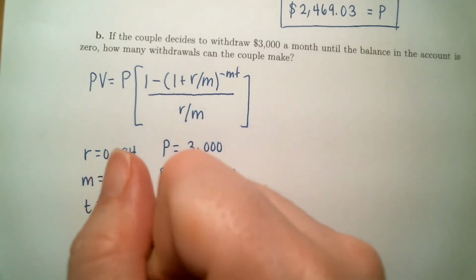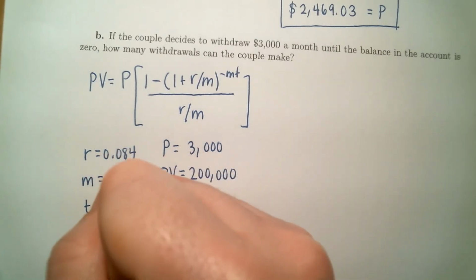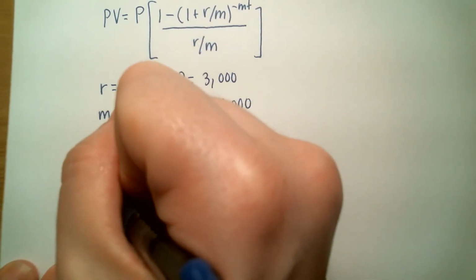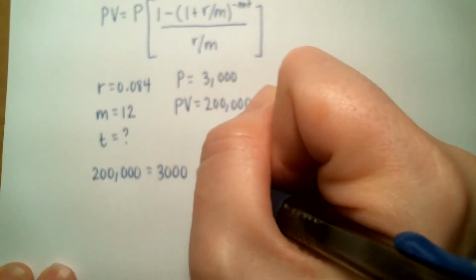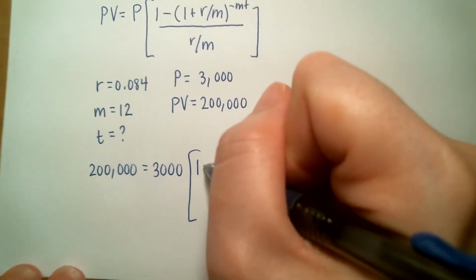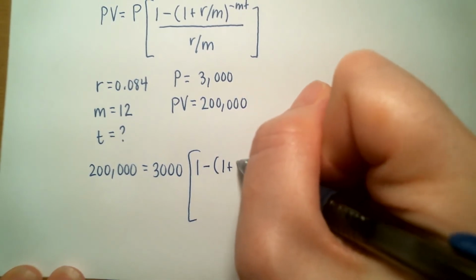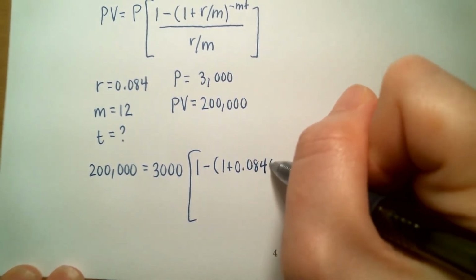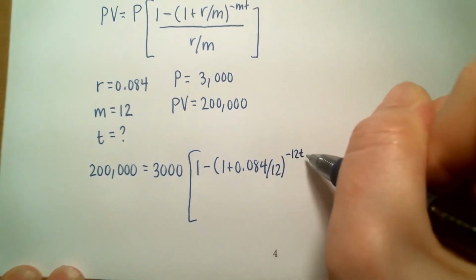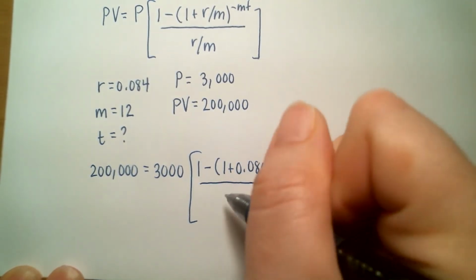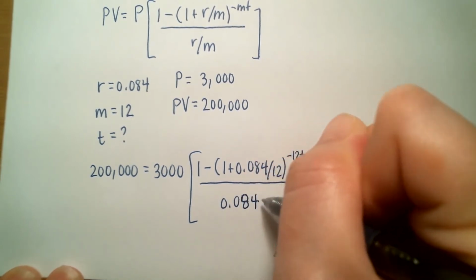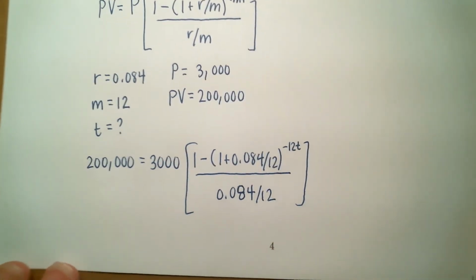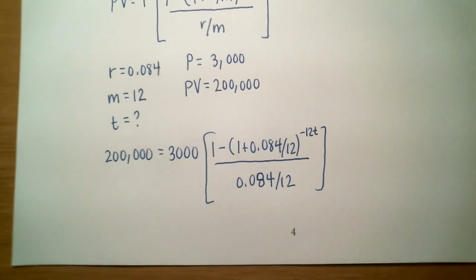So we're going to plug everything in. We get $200,000 is equal to 3,000 times all this stuff. Let me write it up. The unfortunate part of this problem is now you have to solve for time. There you go, that's how you set it up. Again, we need to know how long they can keep this up to make so many withdrawals.